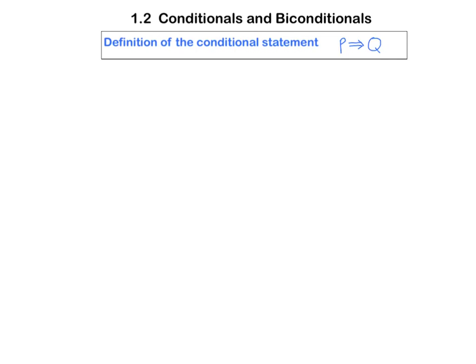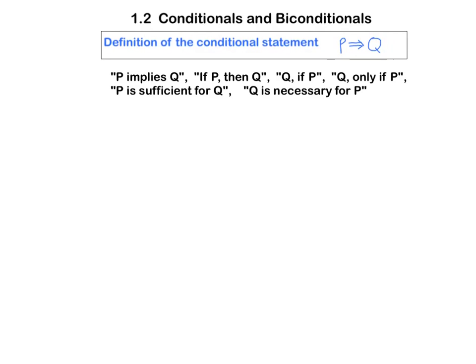This is part 1 of the video on section 1.2 on conditionals and biconditionals. In this video, we discuss the definition of the conditional statement, denoted in this way. In words, we can refer to this conditional statement in various ways. The most common ones are listed here.